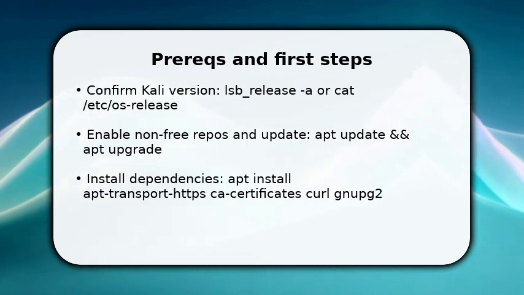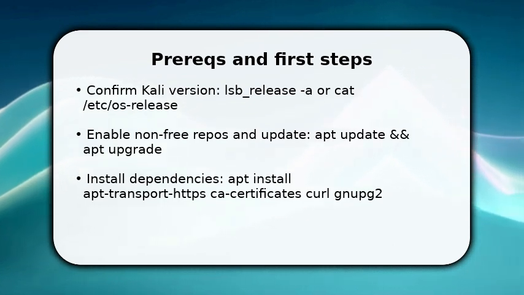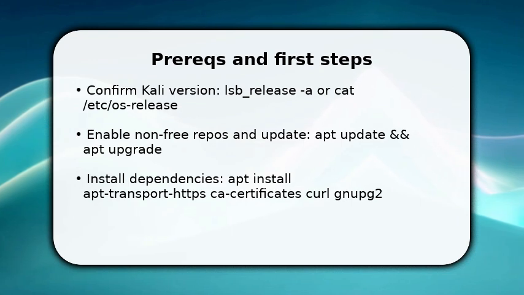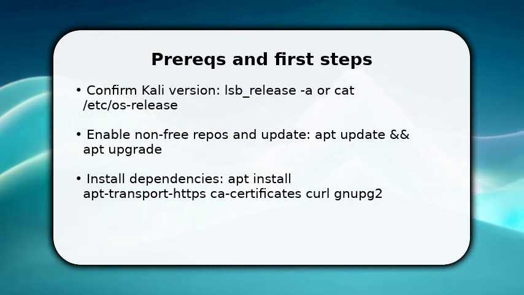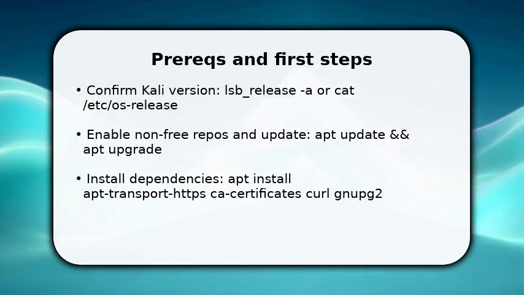Once done, fetch Docker's GPG key with curl and save it to /usr/share/keyrings/docker-archive-keyring.gpg. This ensures package integrity. Make sure to use sudo for each command. This prepares the system for the repository step coming next.